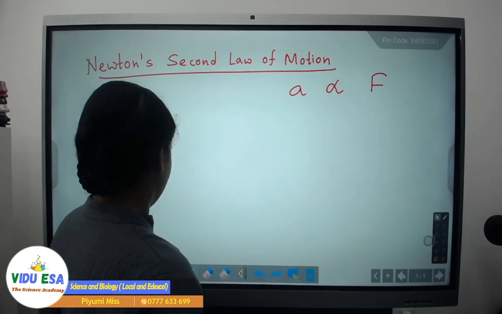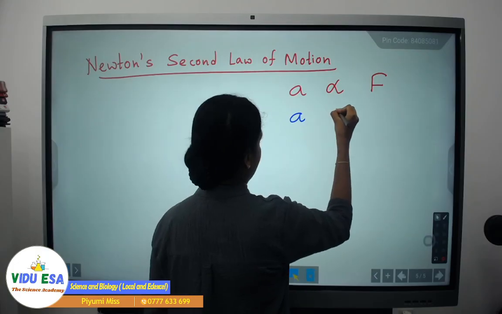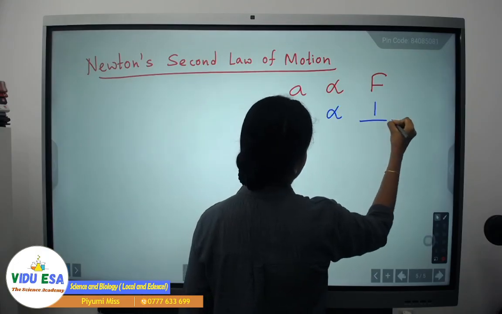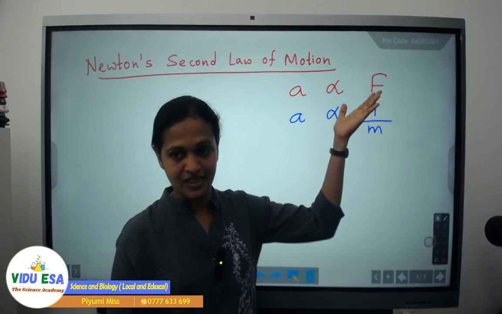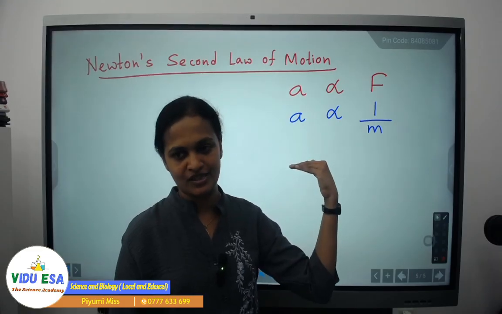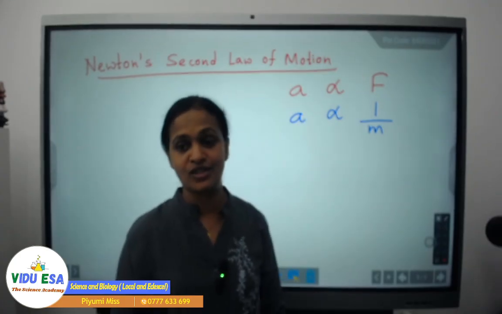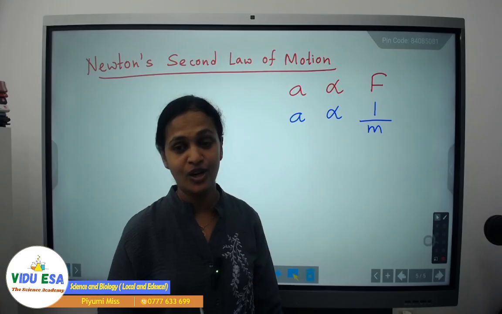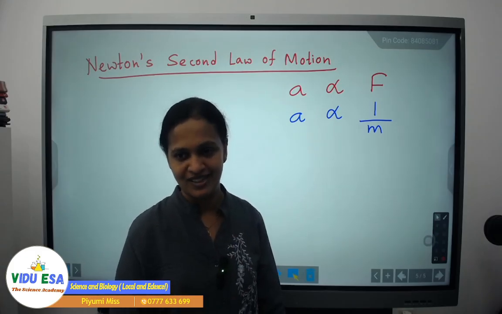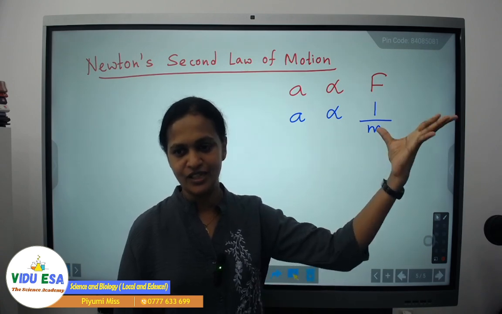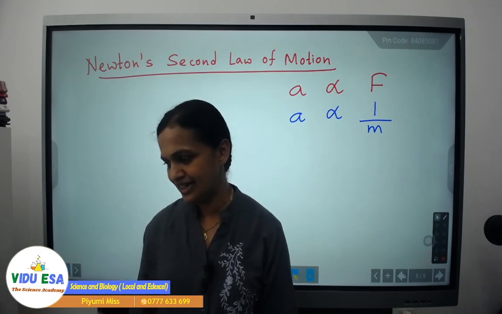Then in the next instance he says that the acceleration is inversely proportional to the mass. We write that as 1/m. When the mass increases, acceleration reduces, or when the mass reduces, the acceleration increases. It is an opposite relationship, which we call inversely proportional. The acceleration is inversely proportional to its mass. Right? These two are all you need to know.